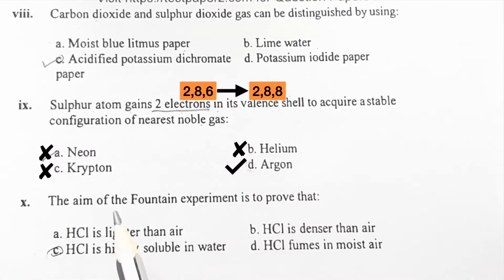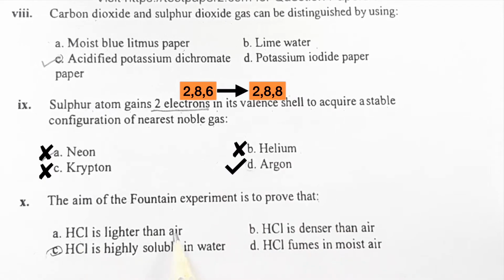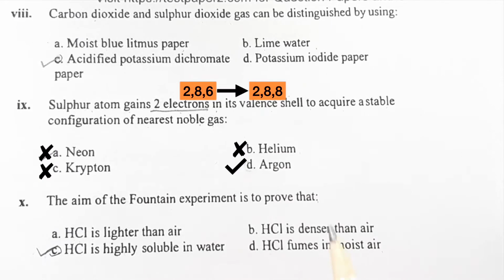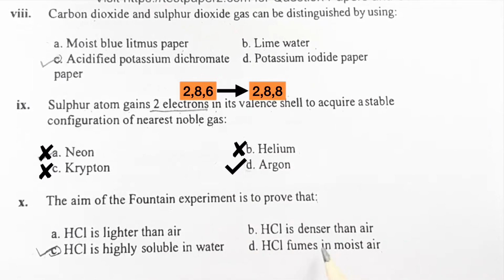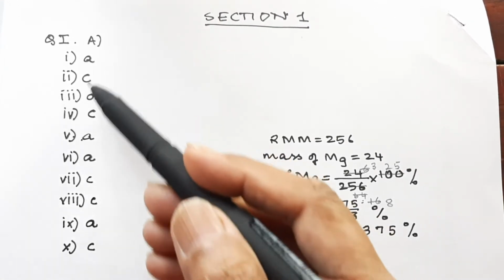Let us look at 10. The aim of the fountain experiment is to prove HCl is lighter than air? No. Denser than air? No. It is highly soluble in water? Yes. And then HCl fumes in moist air. This again it doesn't prove because this is not the direct consequence of this. HCl fumes in moist air because it is highly soluble in water. So the fountain experiment does not prove this. It proves C. So our question 1A looks like this.